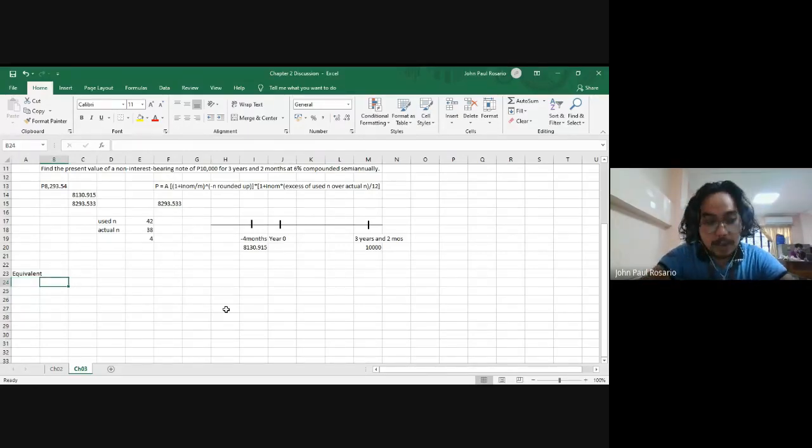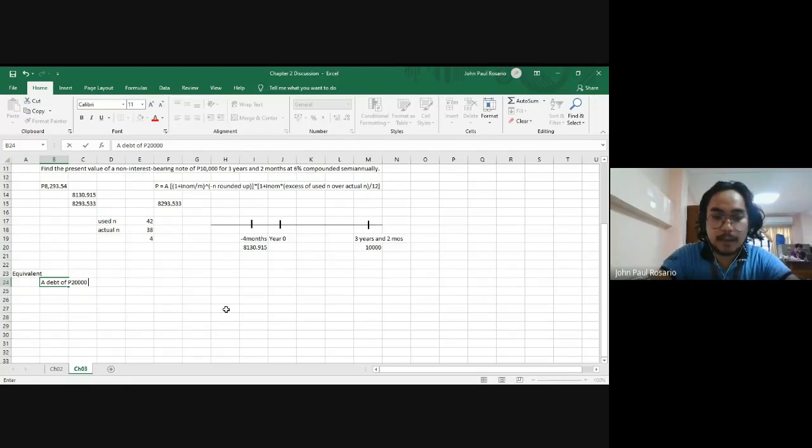So, let's show some example here. So a debt of 20,000 is due at the end of 4 years. If money is worth 6%, compounded quarterly.